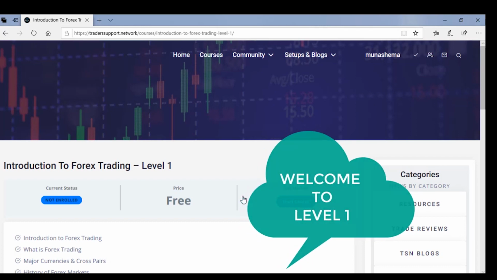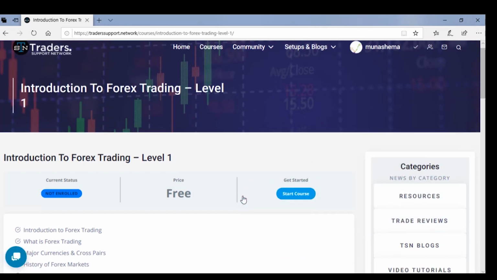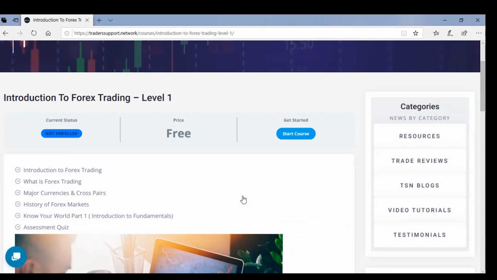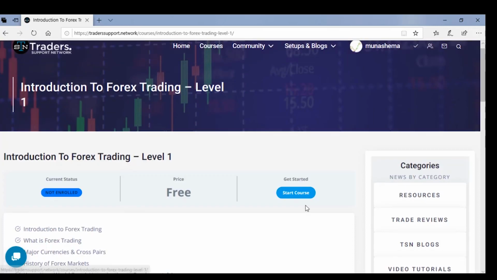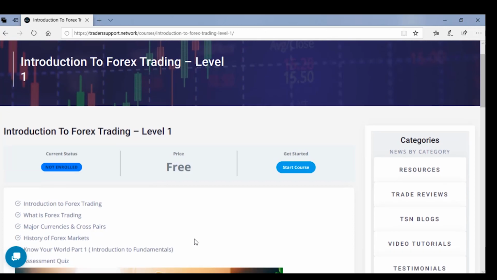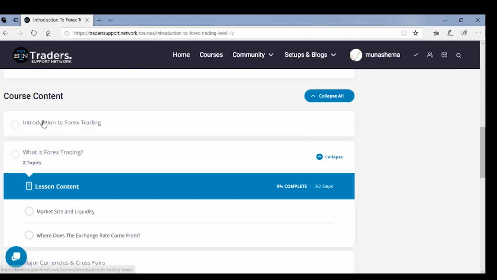So on level 1, remember, these are the topics that we have in level 1. So there is introduction to Forex. What is Forex trading? The major currencies, the history of Forex, know your world. Not only that, we're also gonna have an assessment quiz. Okay, so let's get started. I'm gonna get started now. We're going to go to start course. Click that button over there.